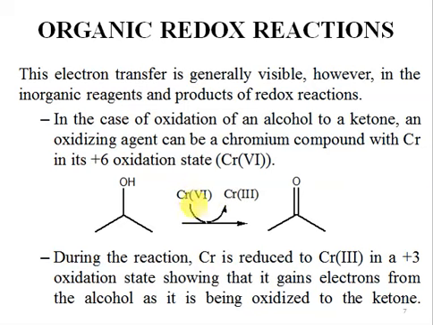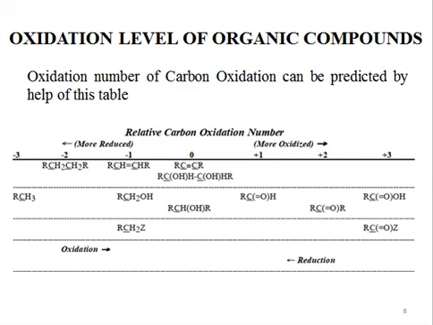So the chromium is being reduced to chromium 3. If chromium is reduced, it means our alcohol is being oxidized, right? So this is the way we say if an organic compound is oxidized or reduced: we don't see the organic reagent. Instead we use the inorganic reagent to see the transfer of charges or the transfer of electrons.